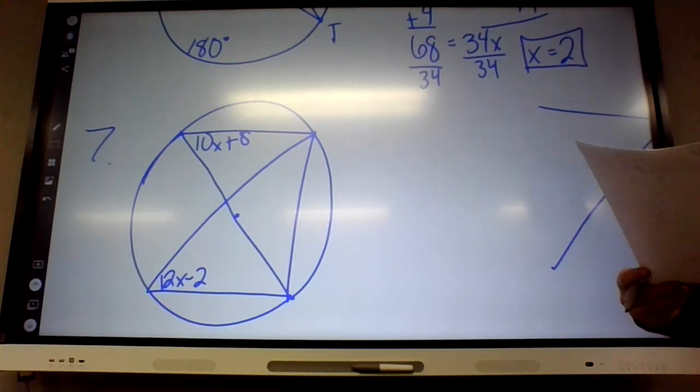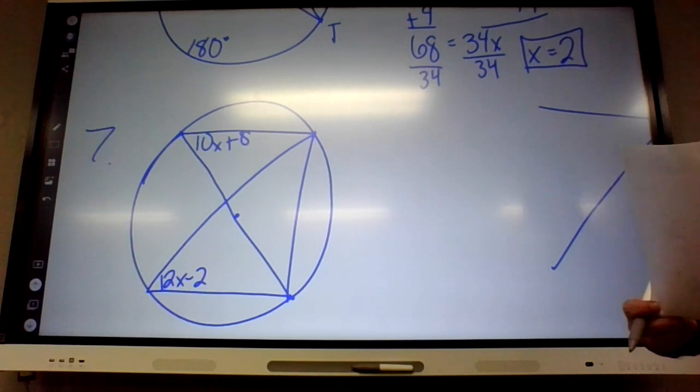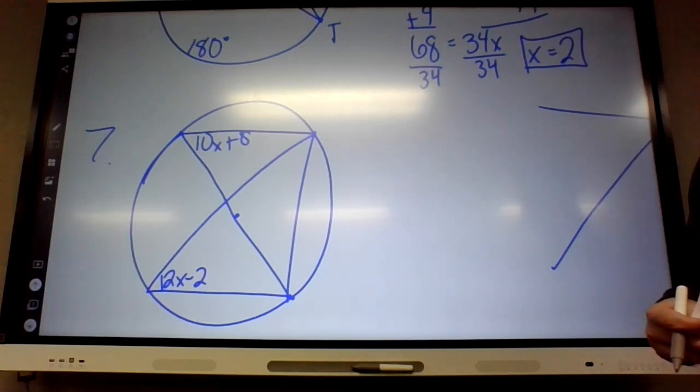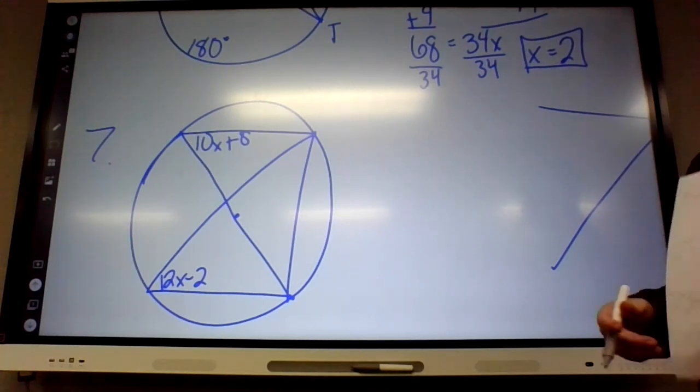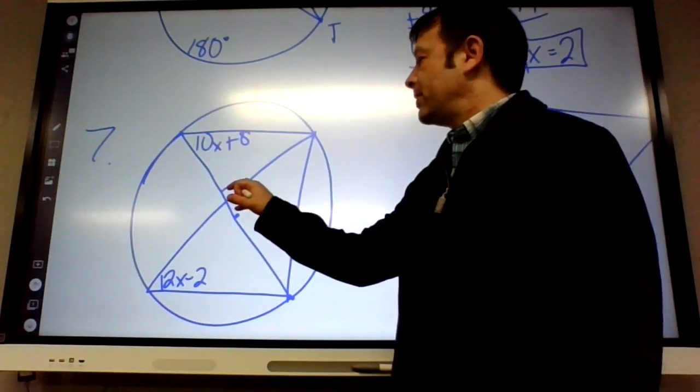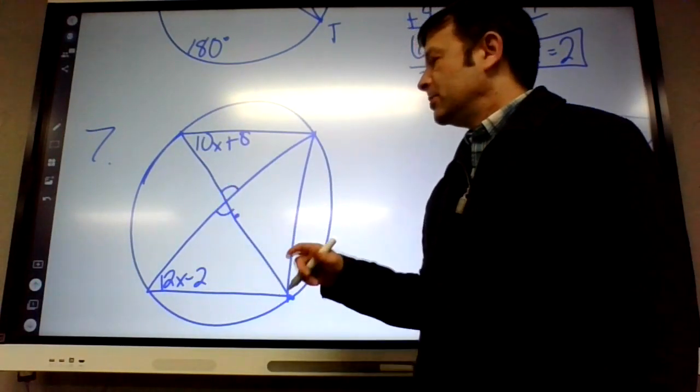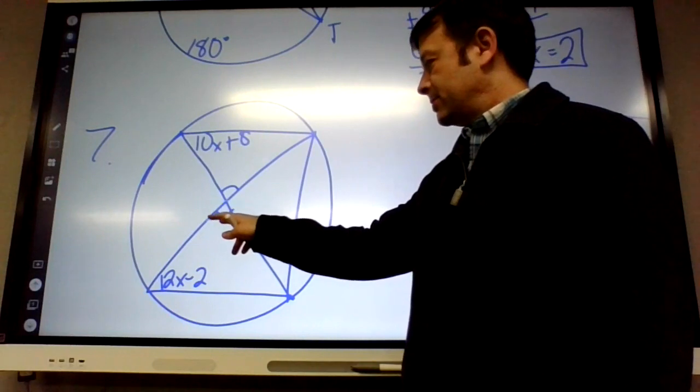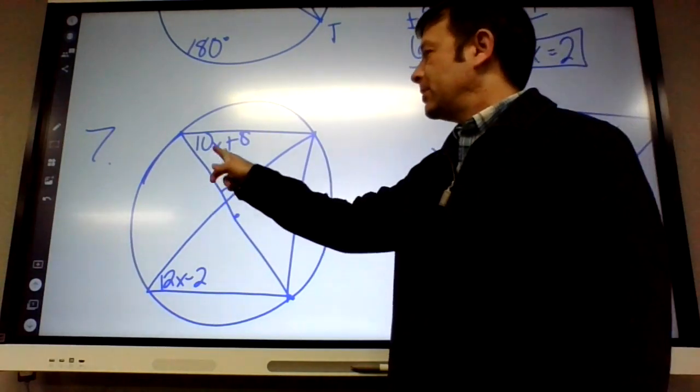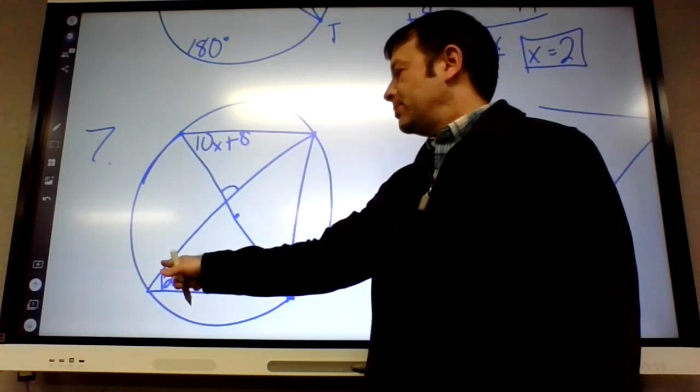Anna, any ideas of how those two angles are related to each other? They're not vertical angles. These would be vertical angles like right here. But no, that's not right. I'm pretty sure they're supposed to be in this corner.